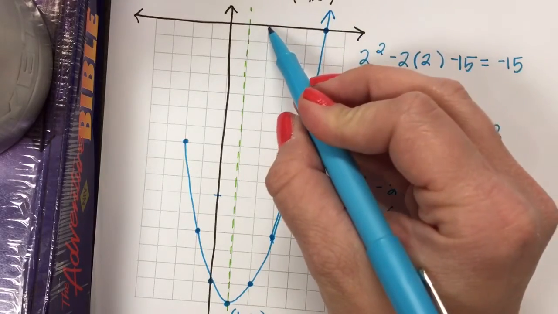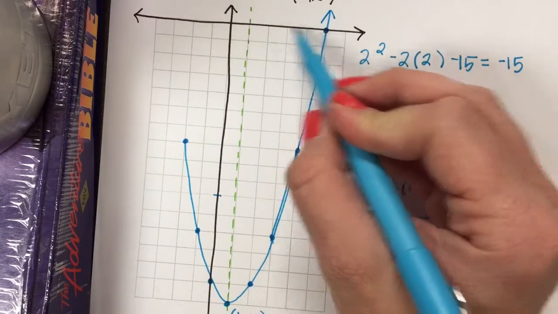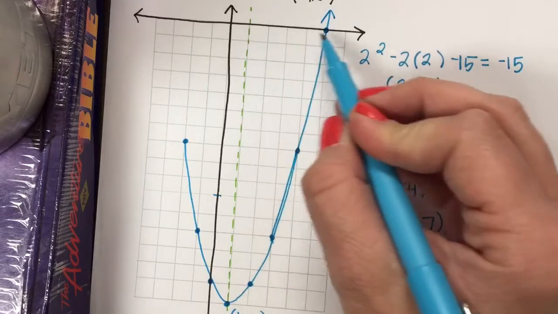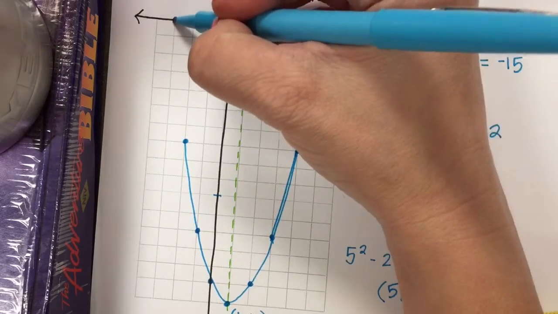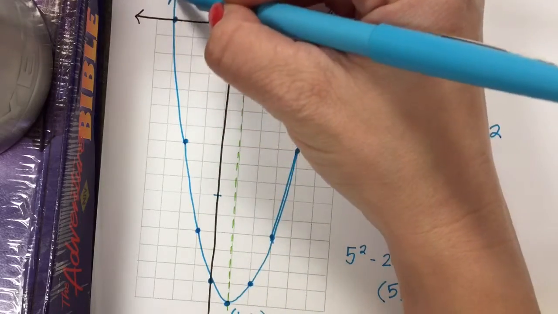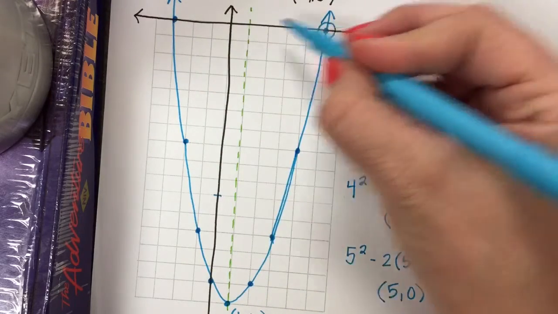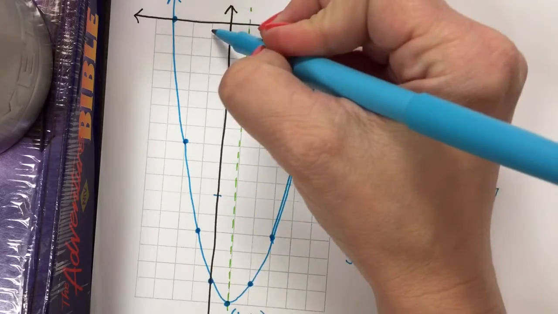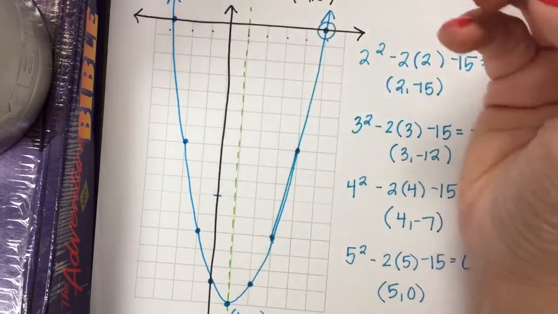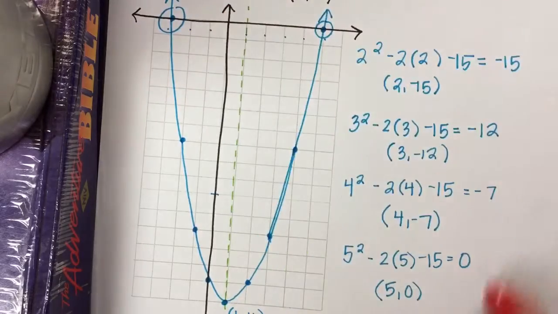So 1, 2, 3, 4 units away, spaces away from my axis of symmetry, it crossed. So 1, 2, 3, 4 units away on the left. So it crossed at 5. 1, 2, 3, 4, 5. And negative 1, 2, 3. Okay, so those are my two solutions.